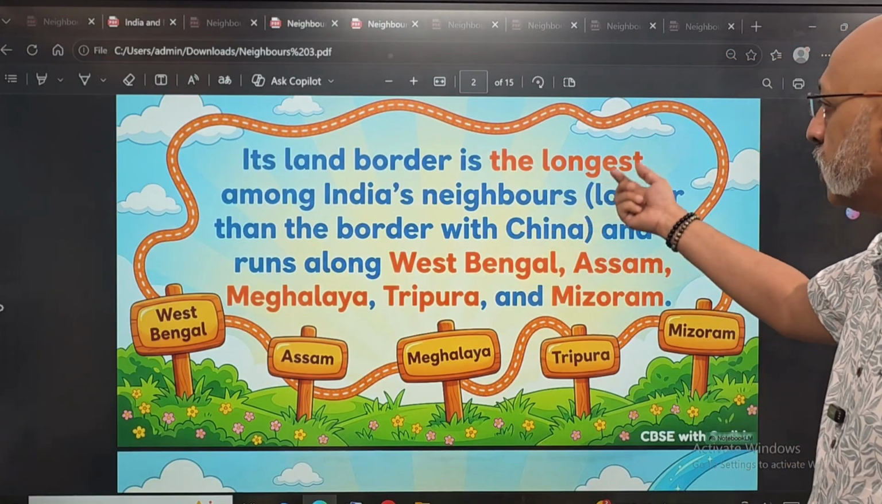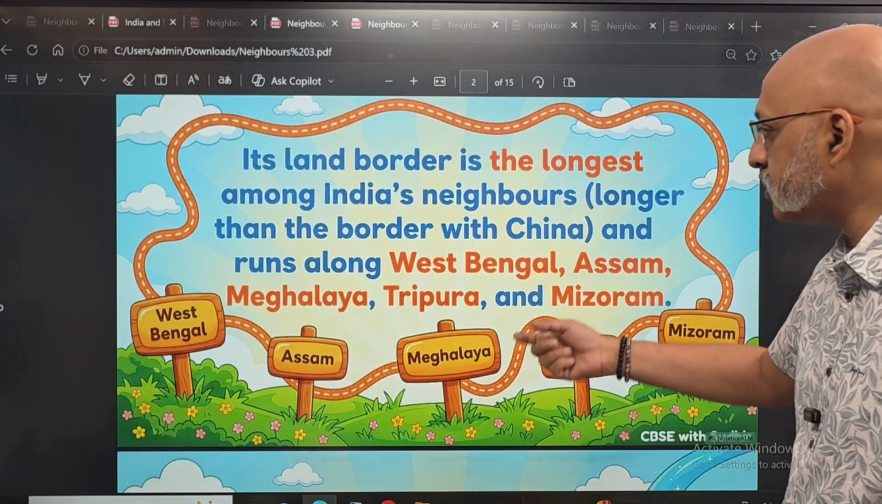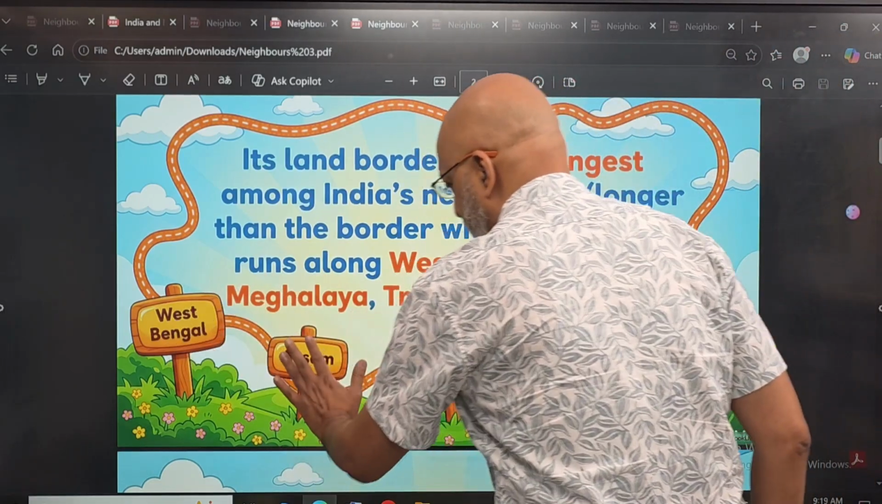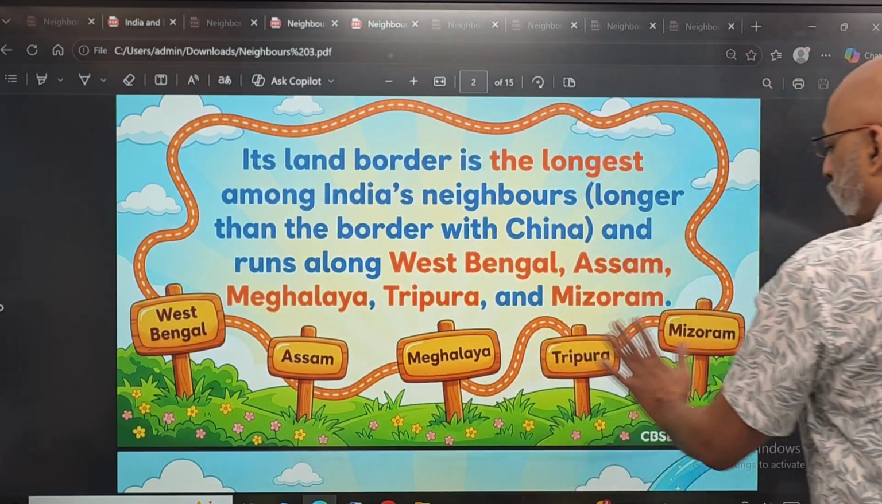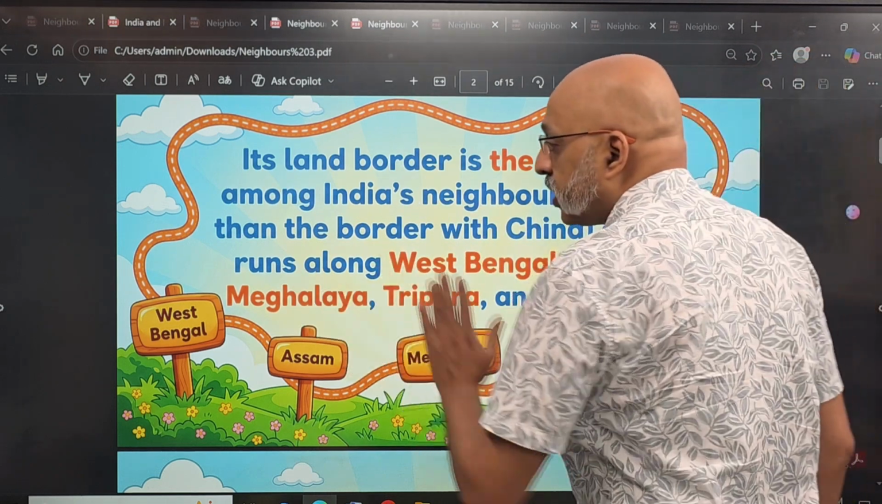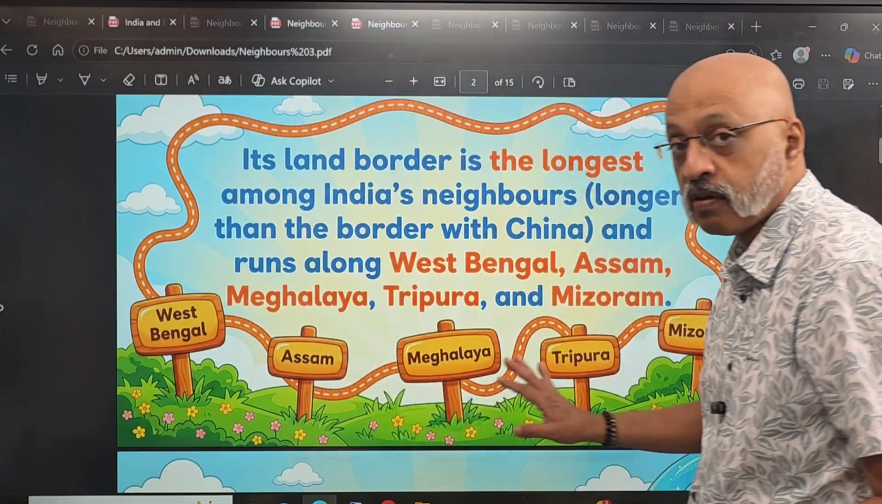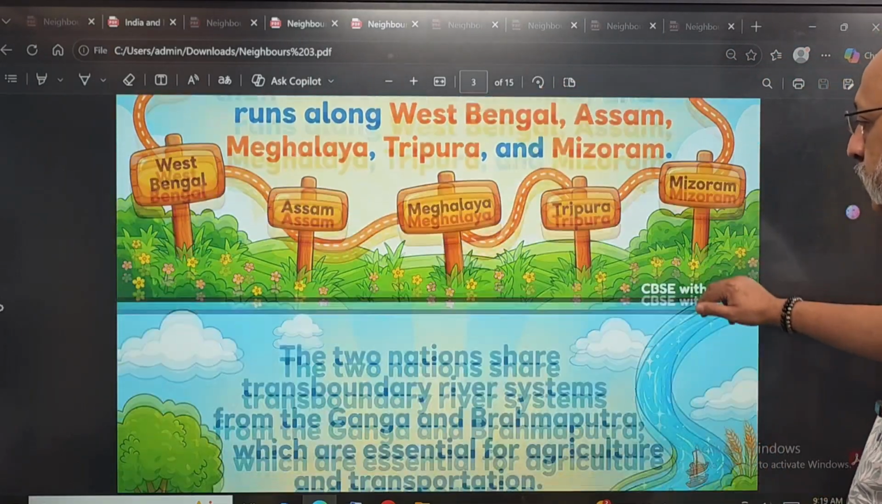So its land border is the longest among India's neighbors, longer than the border with China, and runs along West Bengal, Assam, Meghalaya, Tripura, and Mizoram. So with these 5 Indian states, Bangladesh has a common land border. Okay, so remember these 5 states. This can come in MCQs.